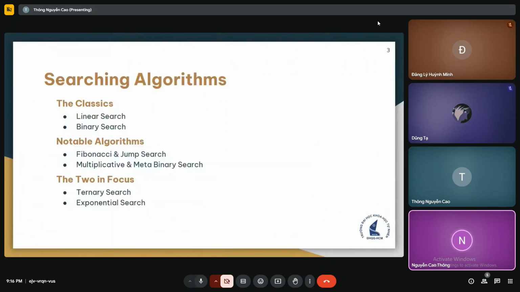Of course, we all know about the searching algorithms. We all know the classics, linear search and binary search. As in the name, linear search has a time complexity of linear time, and of course, binary search is probably the most famous search out there. You all know what it does. Some other notable searching algorithms are Fibonacci search, multiplicative binary search, and meta binary search. But the two that we will focus on today are ternary search and exponential search.